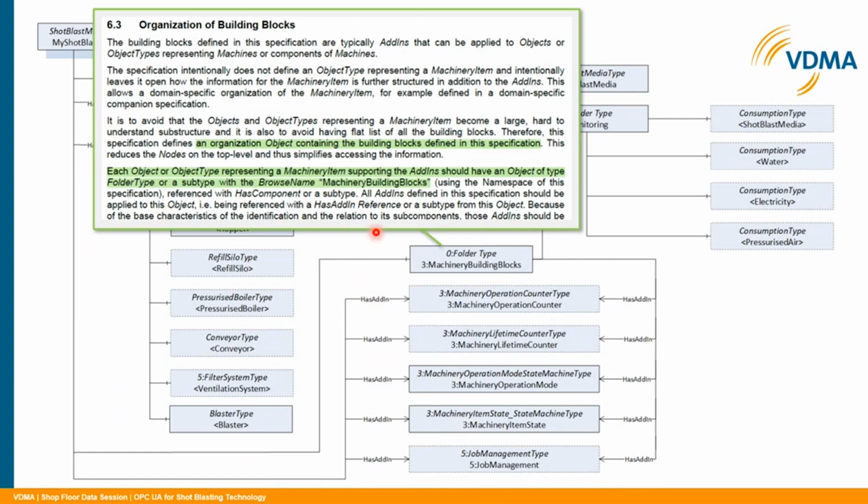And here you see a screenshot from this specification that explains again what the machinery building blocks folder is for. But I just did it, and that's why I skipped this now.